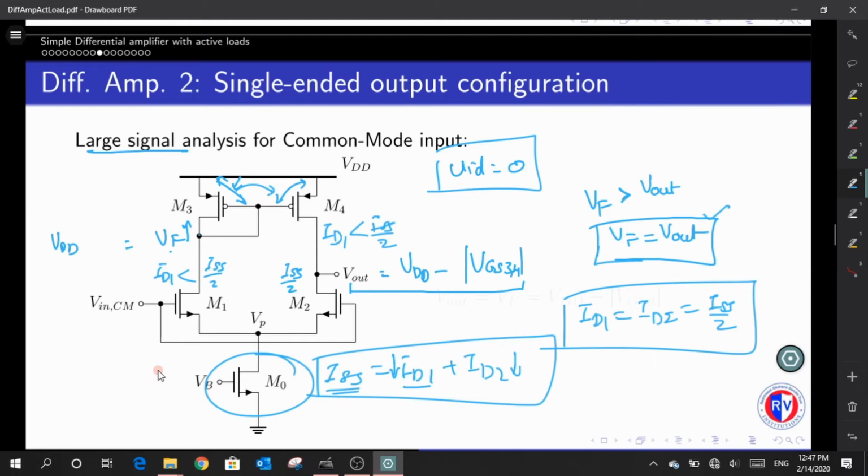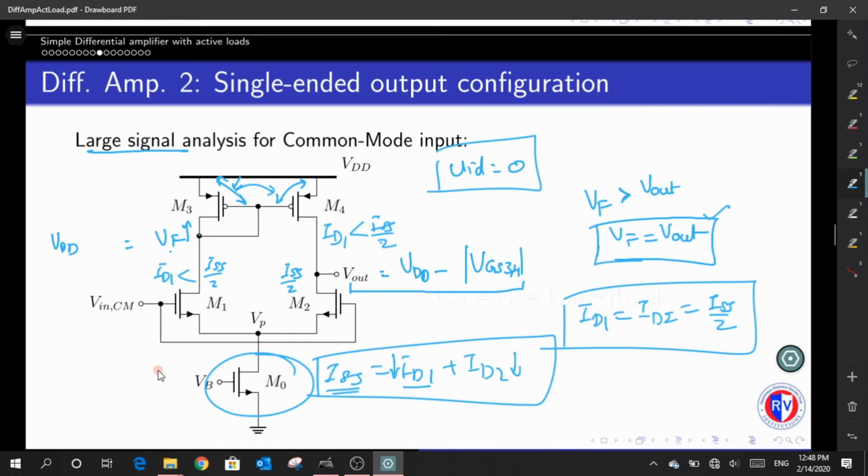Differential input right now is equal to 0, just because my M1 and M2 are not having any differential signal. They are being shorted to a common mode input. So I have fixed a common mode input value such that both M1 and M2 are drawing half the value of ISS, ISS by 2, equal to Vout. For this, Vout should be VDD minus VGS. Correct, this is the normal equation, sir.